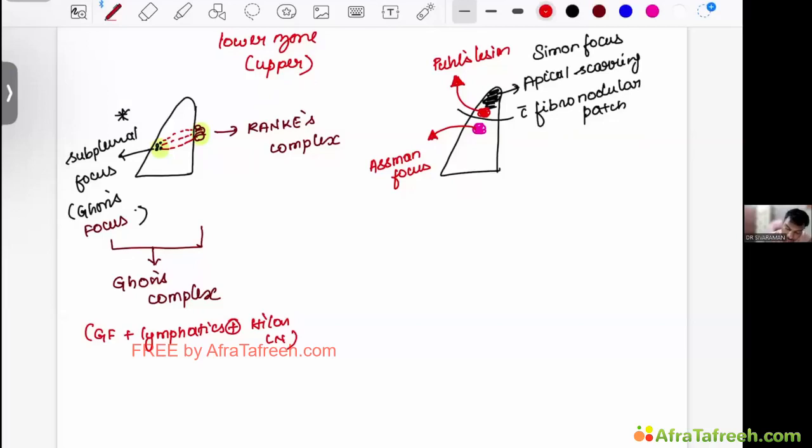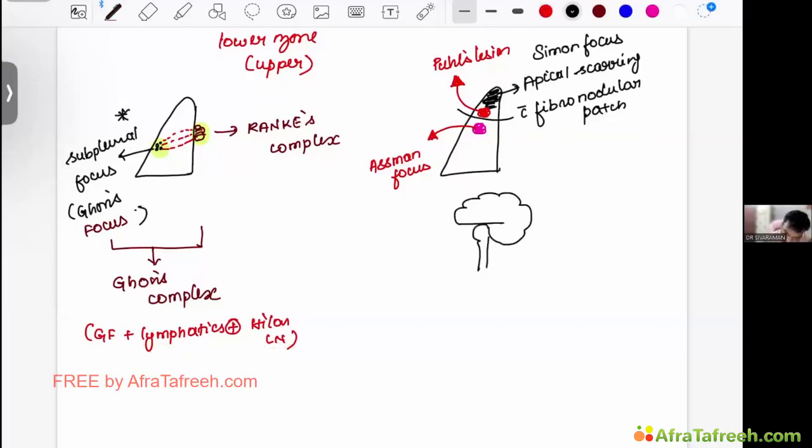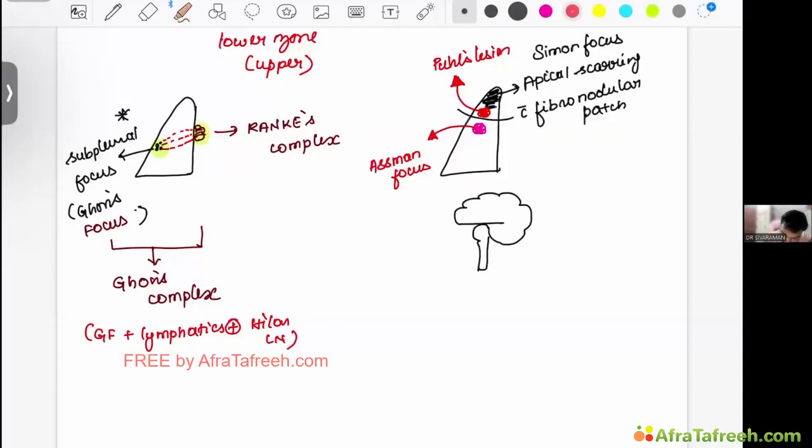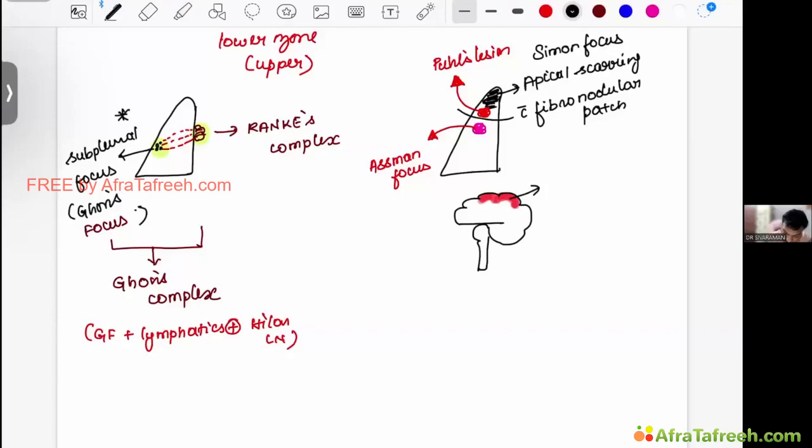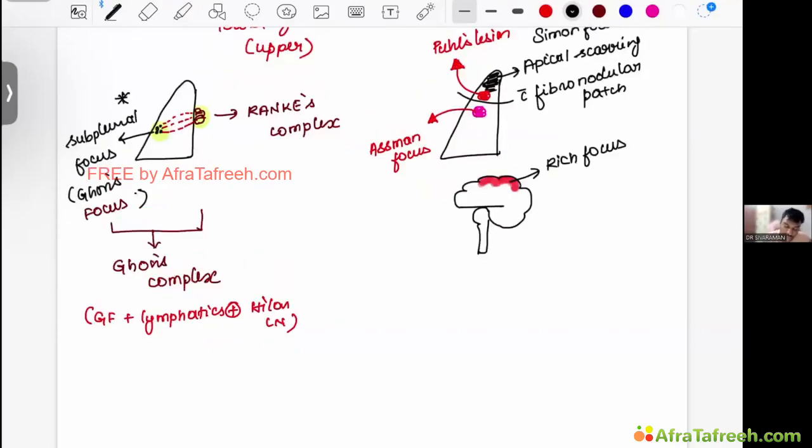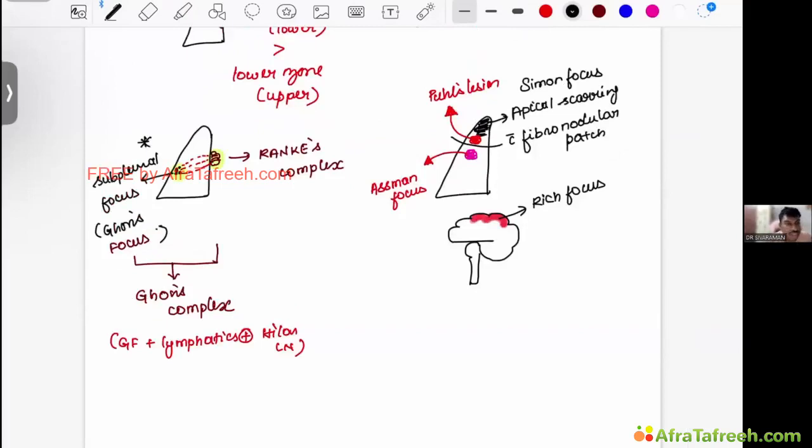Then you have a focus over the meninges. This focus over the meninges is called Rich focus. So these are a few foci available.